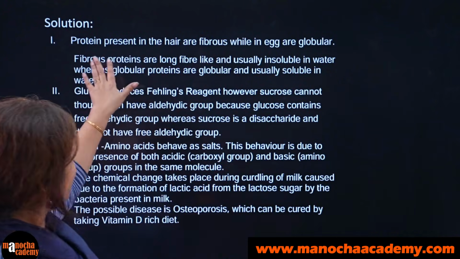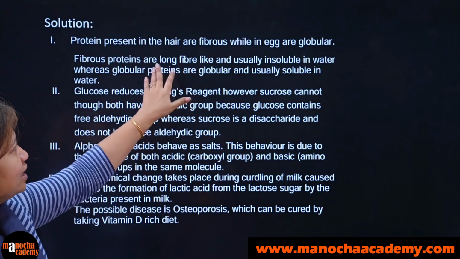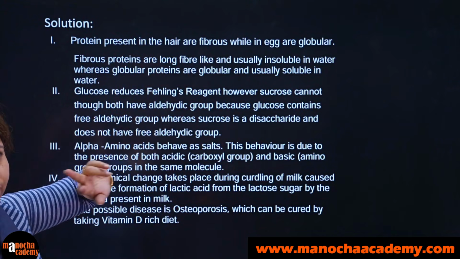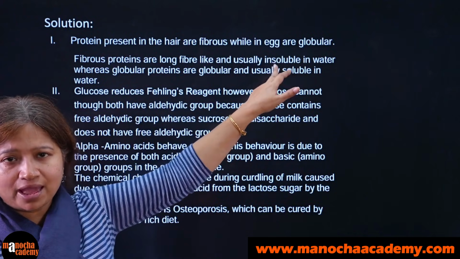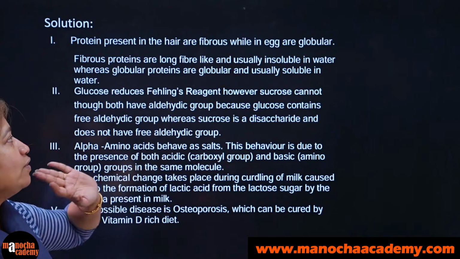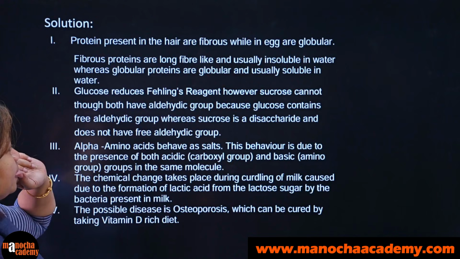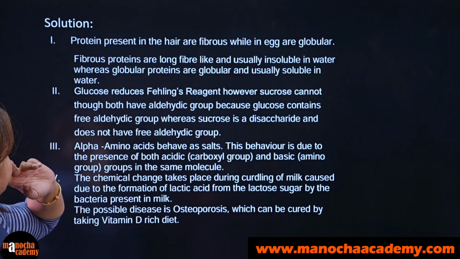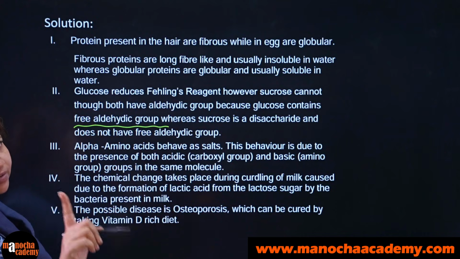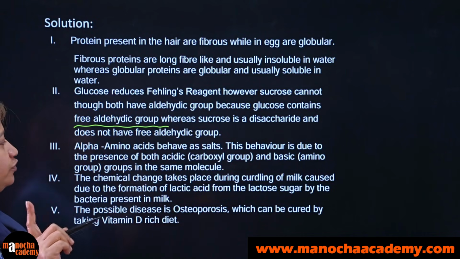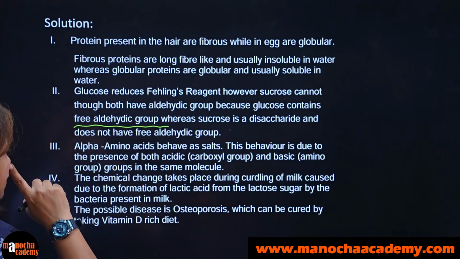See, as I told you, fibrous protein. Here there are many things they have mentioned, but they have asked you only one point of difference. So you will have to specify the proteins that are present in the hair and the albumin, and then write any one point of difference. This was, I was telling you, the free aldehyde group. This is the main part of the answer: free CHO group present or free CHO group absent.